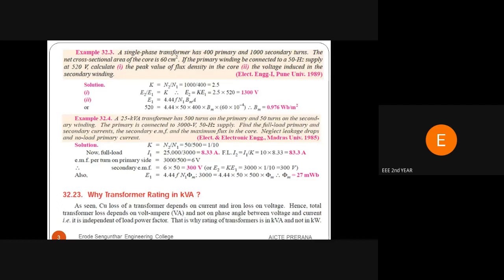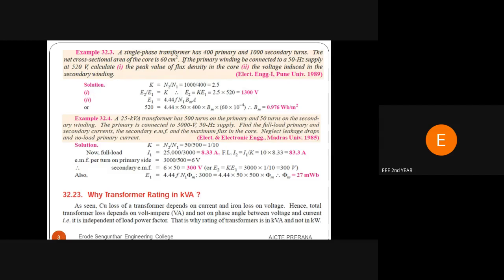So that's why the mechanical losses are absent in this case. So only two losses are there. What are the two losses? Copper losses, which depend upon the current. These copper losses of your transformer depend only upon the load current value. And also iron losses, which depend upon the voltage.